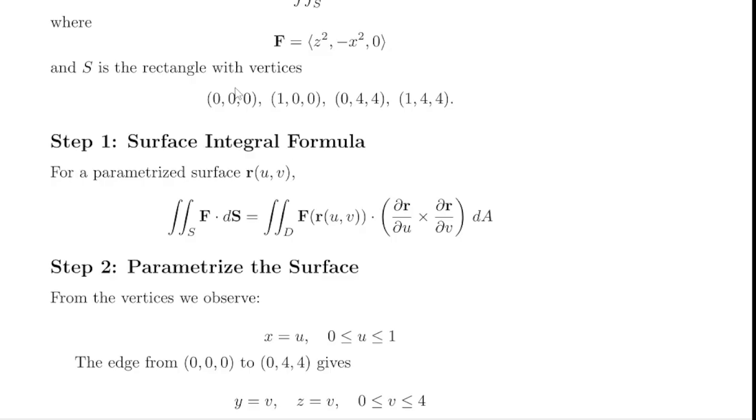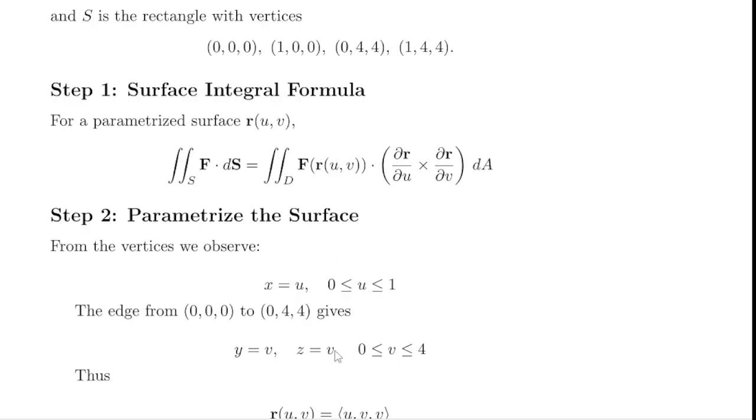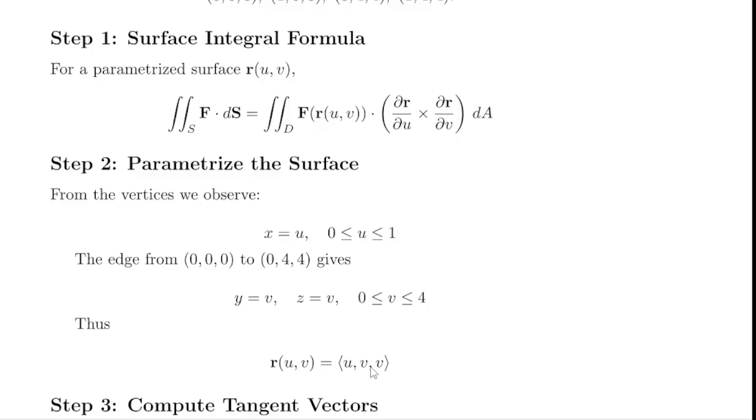So notice that for x, the only x values we see here are 0 and 1. So we could just define x to be u, where u goes from 0 to 1. And then y is just 0 and 4. Same thing with z, 0 and 4. So for y and z, they're going to be equal to v, and v is going to be from 0 to 4. So now, r(u, v) is just ⟨u, v, v⟩.